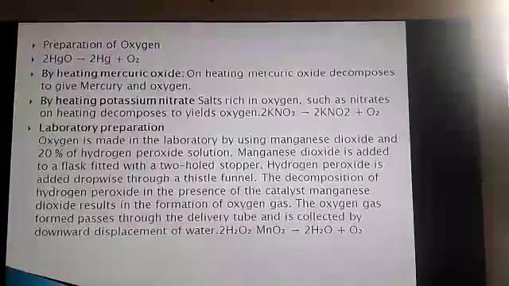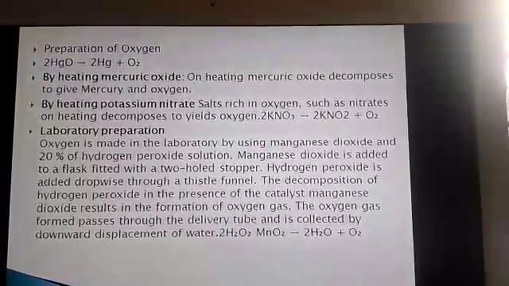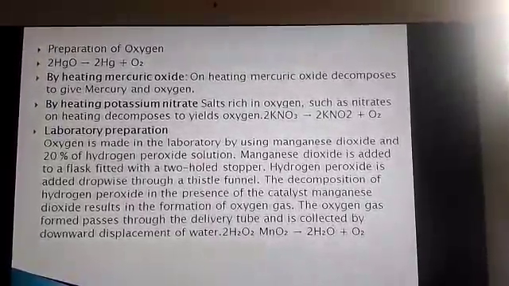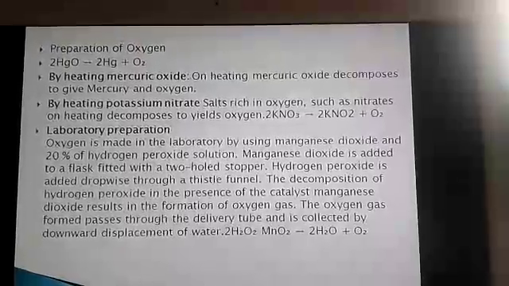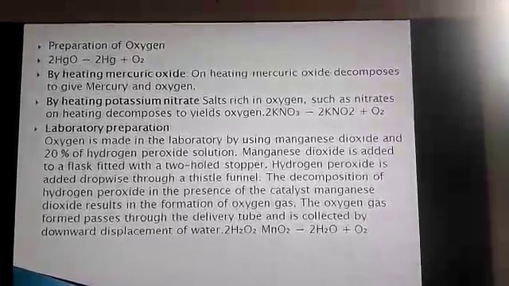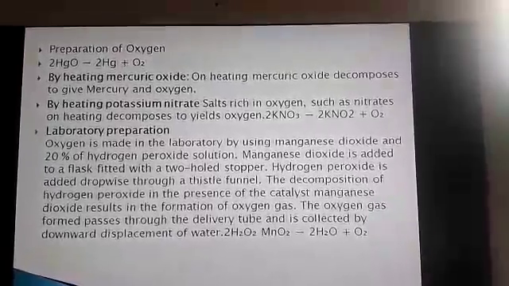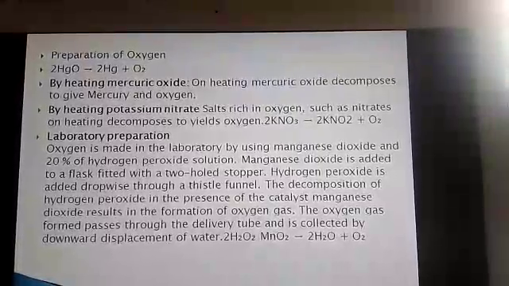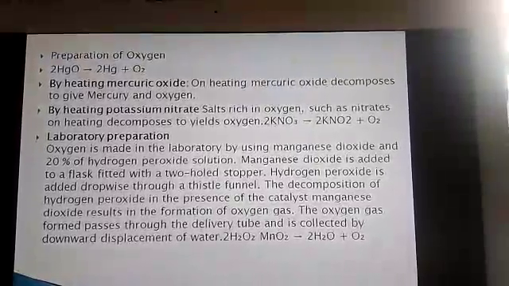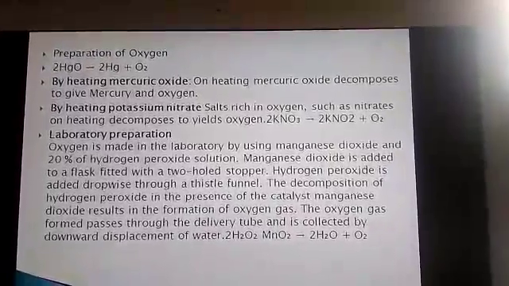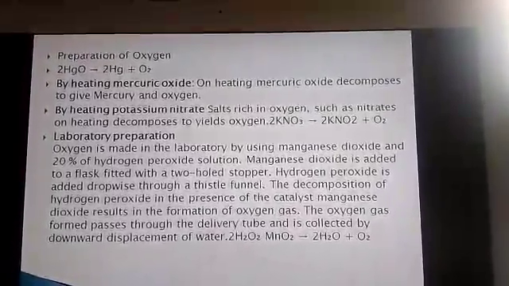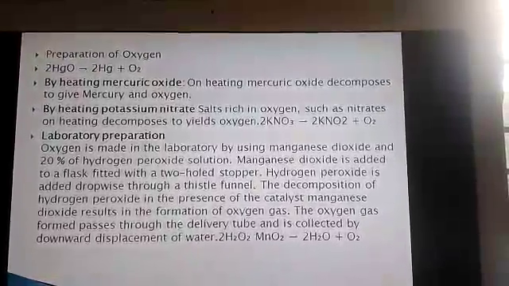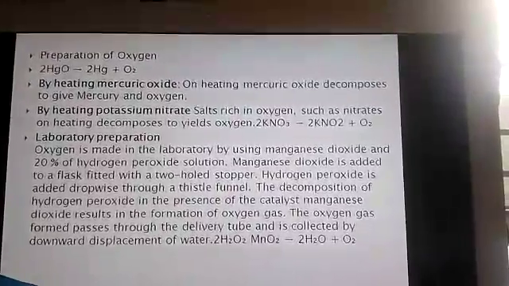I think till now you have understood the significance of oxygen on the earth. So let's see the preparation of oxygen. By heating mercuric oxide: on heating, mercuric oxide decomposes to give mercury and oxygen. So what is the formula of mercury? Hg. Oxide is O, but when it decomposes, means splits, it forms two things, that is mercury and oxygen.